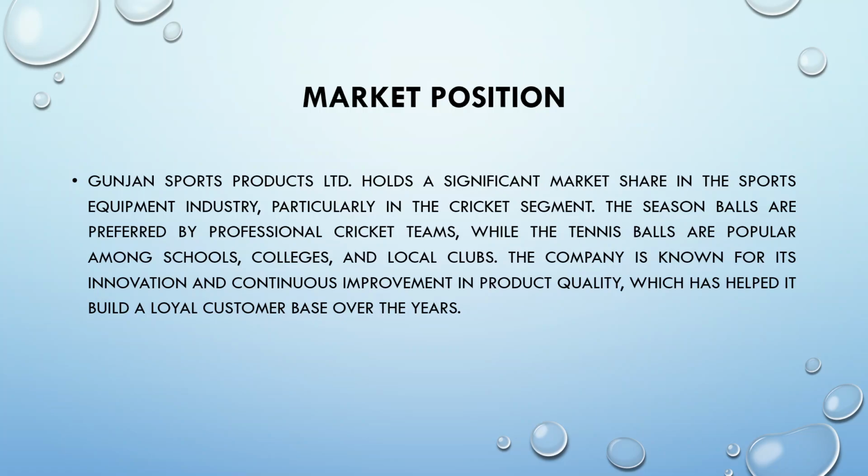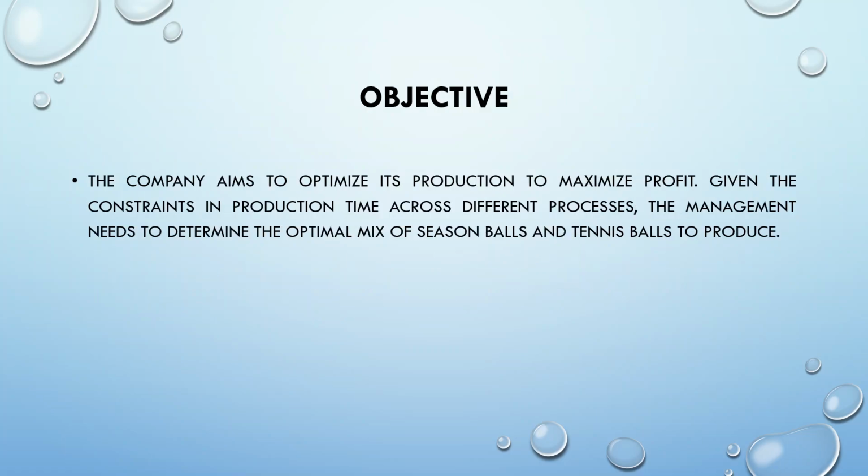Market position. As we know, Gunjan Sports Products holds a significant market share in both tennis balls and season balls. But we need to know whether the company can keep a loyal customer base for the coming years. What is the objective of the company? In this scenario, the company needs to get the optimal mix of season balls and tennis balls to maximize their profit. Basically, every company requires to maximize the profit.